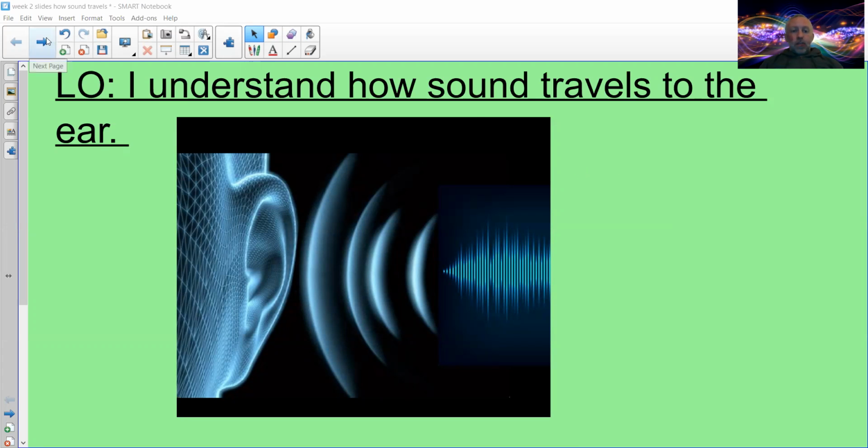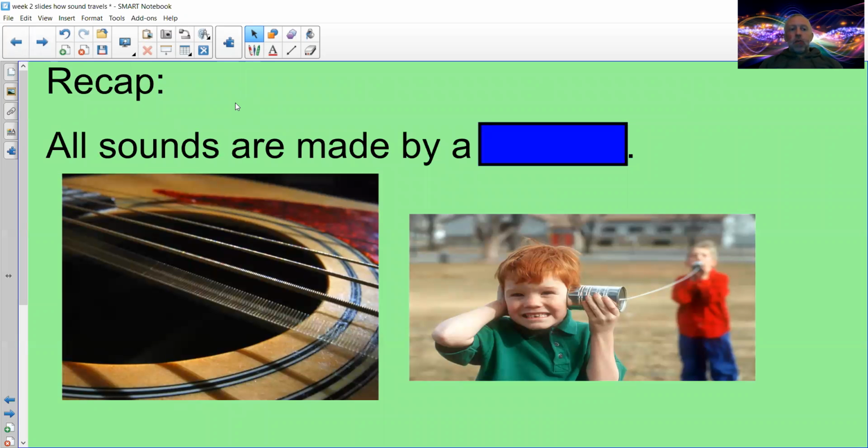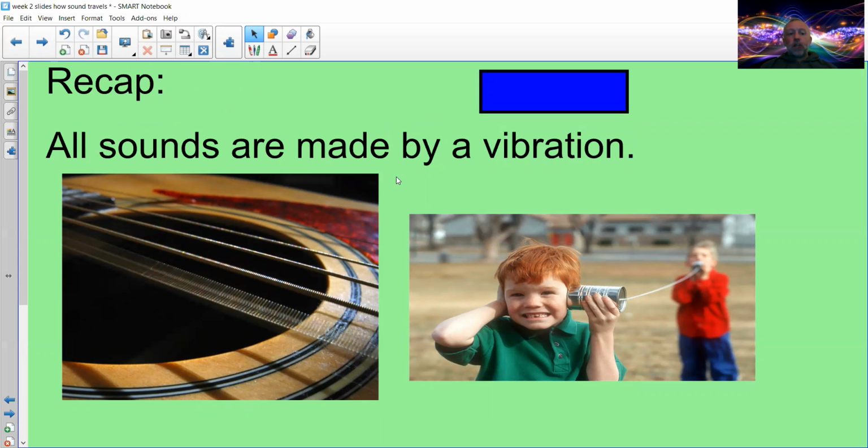So let's get started. Let's just quickly recap. Last week we looked at what a sound is. So all sounds are made by a what? Can you try and answer that? And the answer was a vibration. So the most obvious example is a guitar string. A vibration is a very, very quick movement up and down. So all sounds are caused by something vibrating.